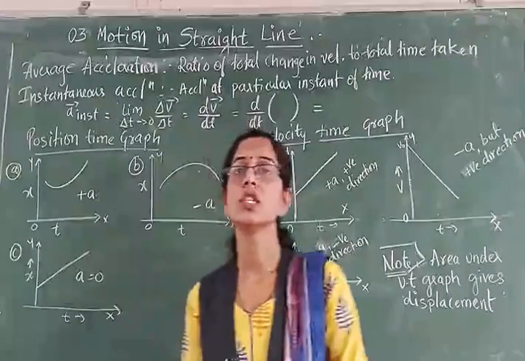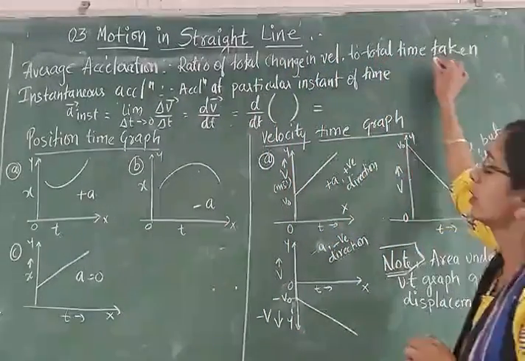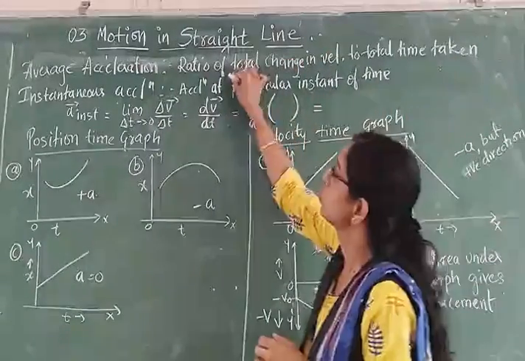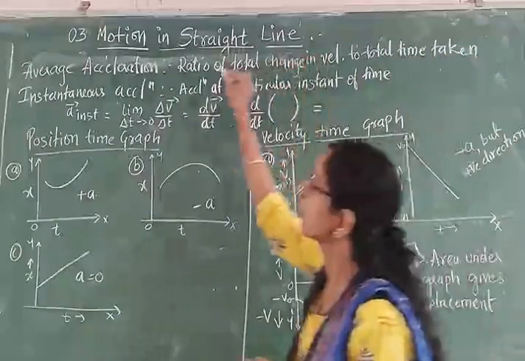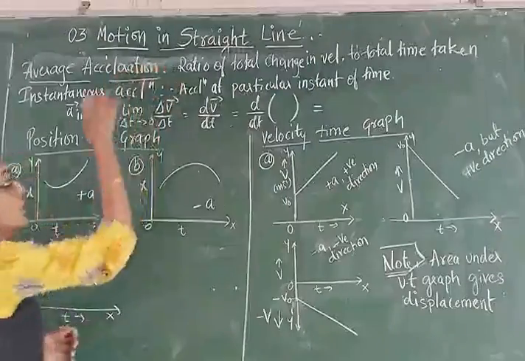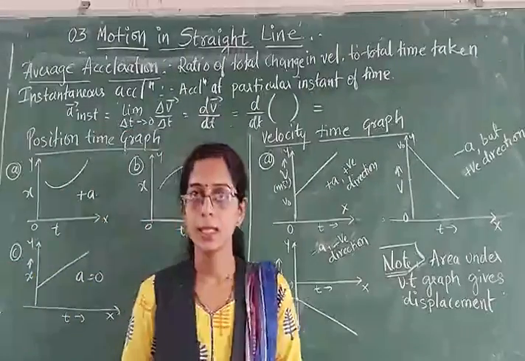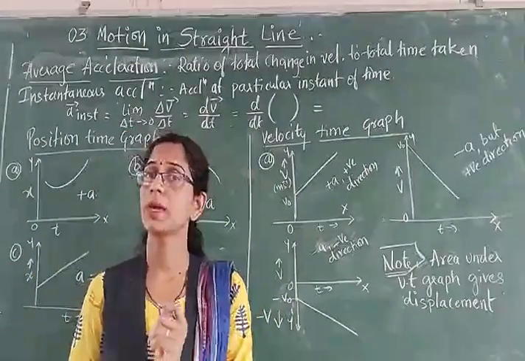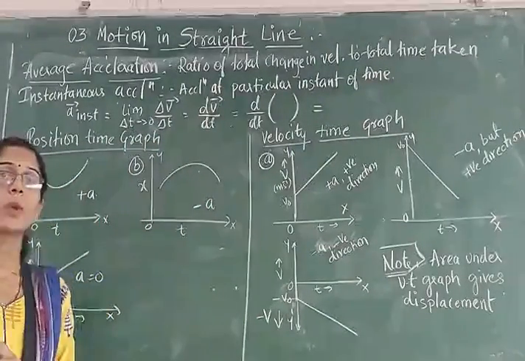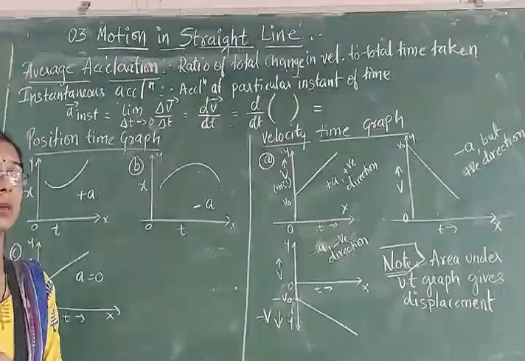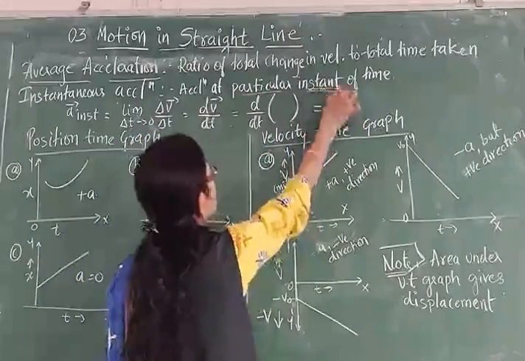Average acceleration is defined as the ratio of two quantities, the total change in velocity to the total time taken by the object. When I take the change in velocity divided by the total time taken, I get the value for average acceleration attained by the given object. Similarly, instantaneous acceleration means the acceleration attained by the object at one particular instant of time. It can be defined by taking the limiting value of the change in velocity with time.